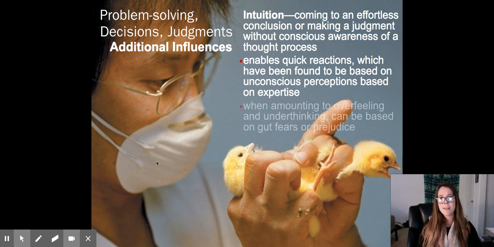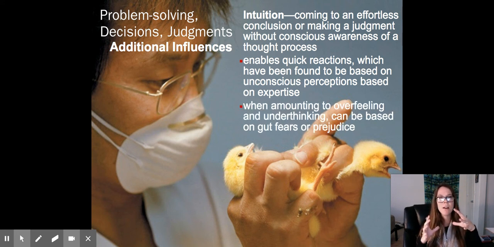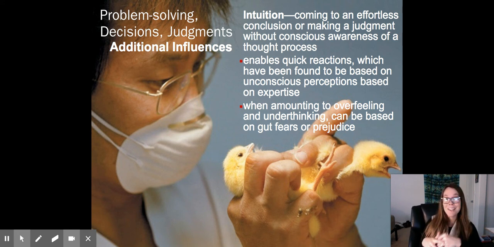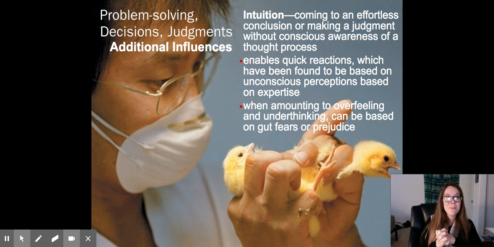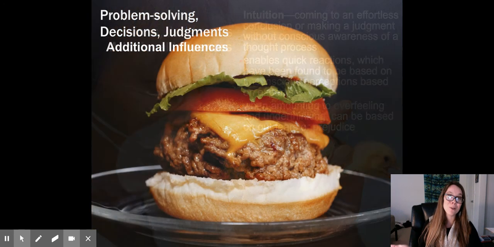Our intuition can amount to overfeeling and underthinking, and can be based on our gut fears or prejudice. So our intuition is biased because of our perceptions, right? So again, intuition is not like an algorithm which gives you an exact answer, right? Intuition is almost the least reliable, but it works sometimes, right? It doesn't work all the time, but it works sometimes.